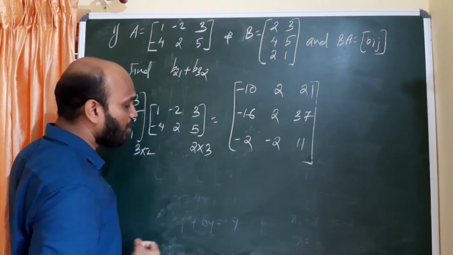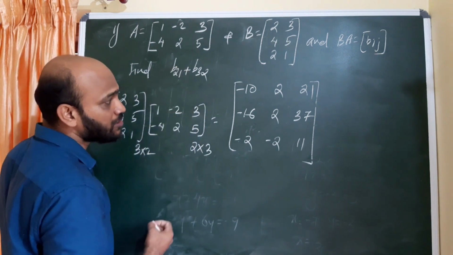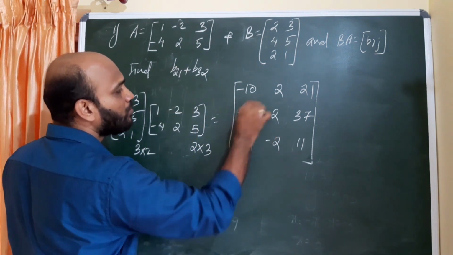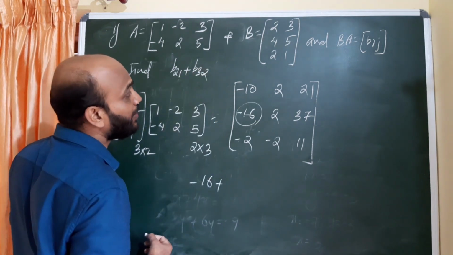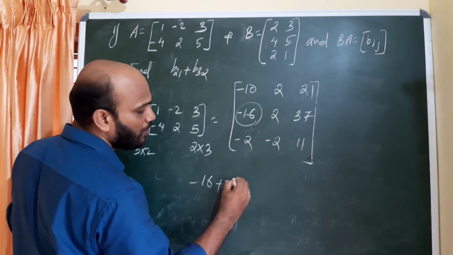This is the matrix. Now you have to find b21. What is b21? b21 equal to -16 and b32 equal to -2.